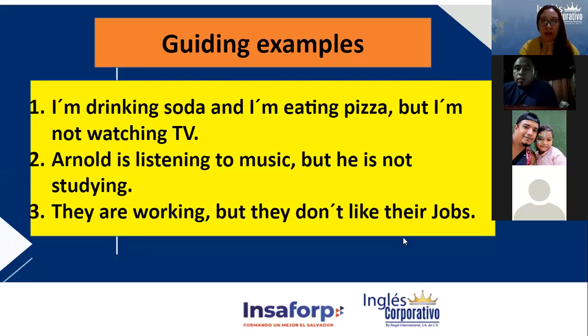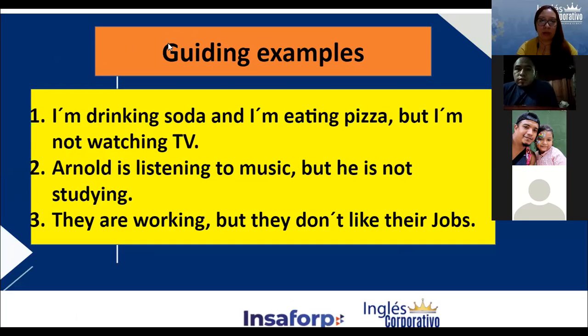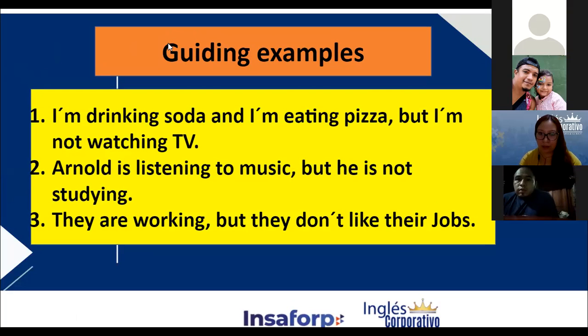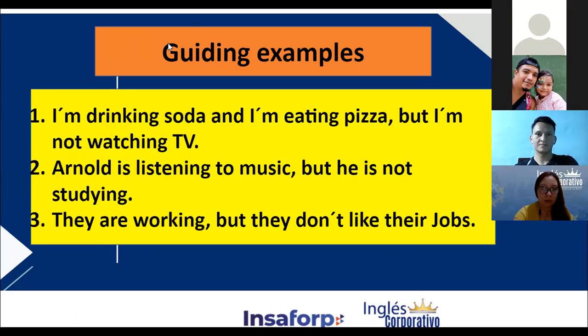Entonces, ahorita lo que vamos a ir haciendo es viendo cómo se verían ya escritas más oraciones así. So, tenemos tres ejemplos. I need three volunteers, please. Vamos tres voluntarios, por favor, veamos. Hilda, you will be number one. Ronald, number two. And Edwin, number three, please.